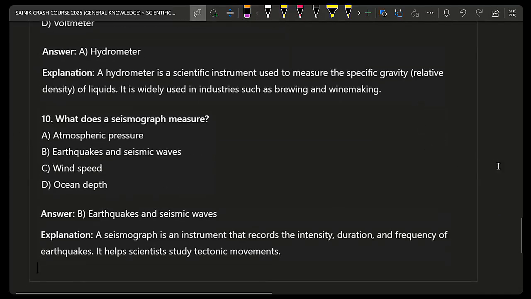Option B. A seismograph is an instrument that records the intensity, duration, and the frequency of earthquakes. It helps scientists study tectonic movements. So, due to the tectonic movements below the Earth's surface, we get earthquakes. That is measured. How intense it is. It is measured by a seismograph.